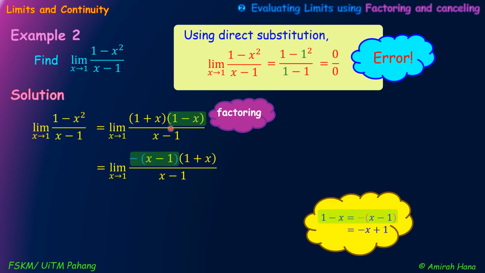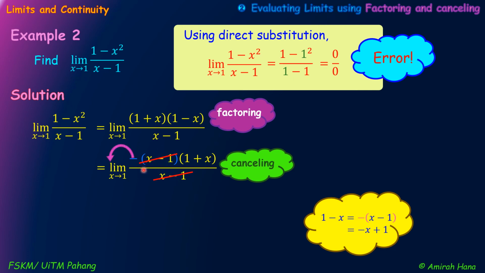Because this is equal, right? After that, we have the same factor in the numerator and denominator, so from here we can cancel. At the same time, we can move the negative sign out of the limit expression. So we get negative, and then the limit as x goes to 1 of (1 plus x). After factoring and cancelling, we can use direct substitution to evaluate the limit.